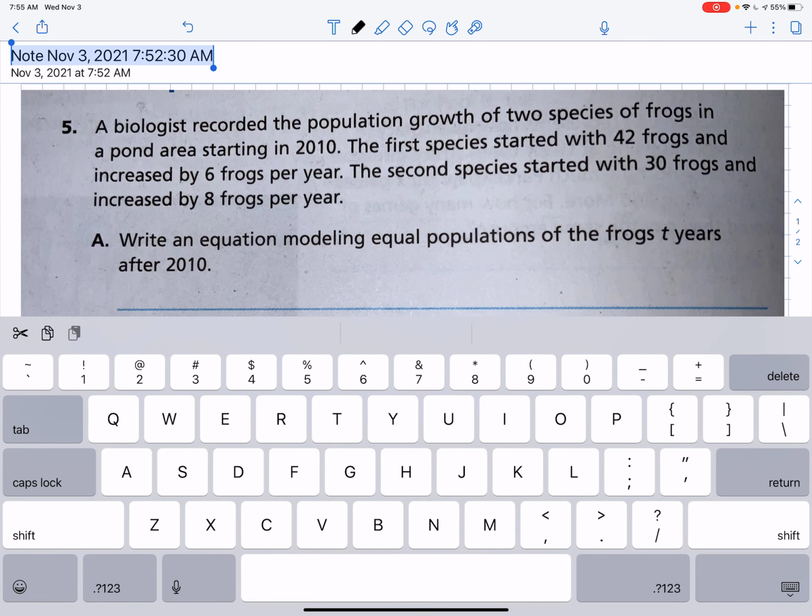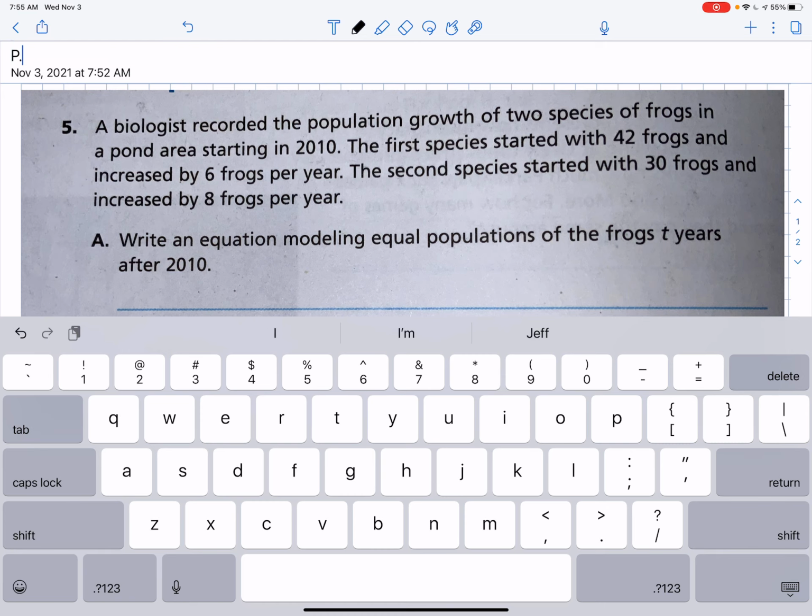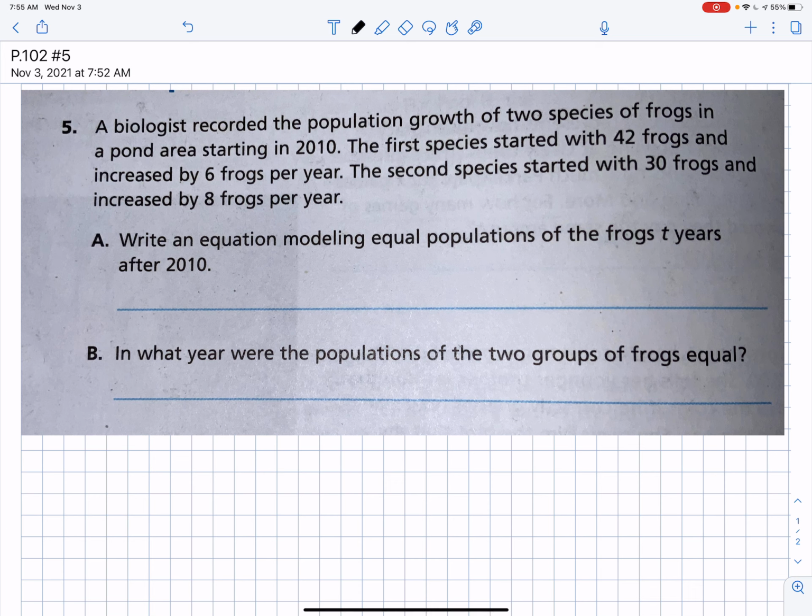This one is part of the test prep on page 102, and this is question 5. And the question is a multi-part question. A biologist recorded the population growth of 2 species of frogs in a pond area starting in 2010. So starting in 2010, the first species started with 42 frogs, and they gained 6 frogs per year. So here's that per year again.